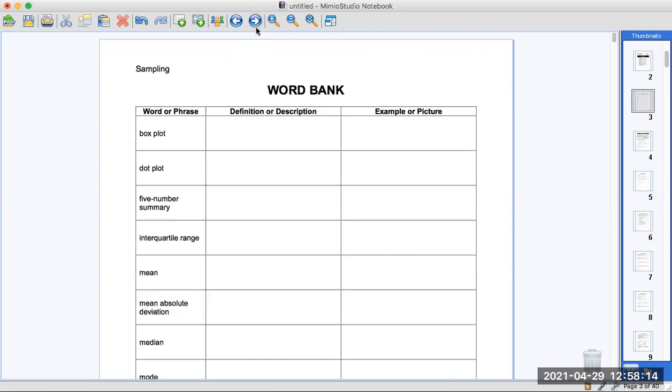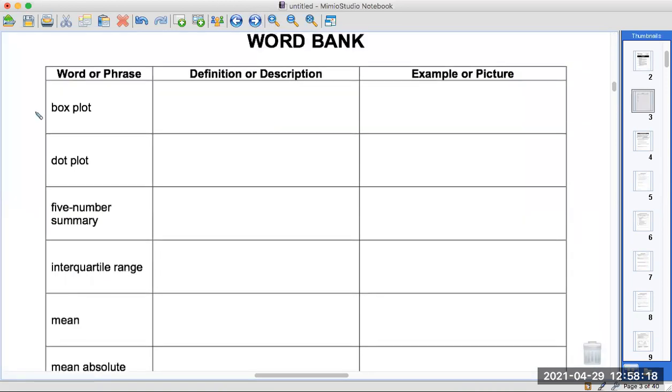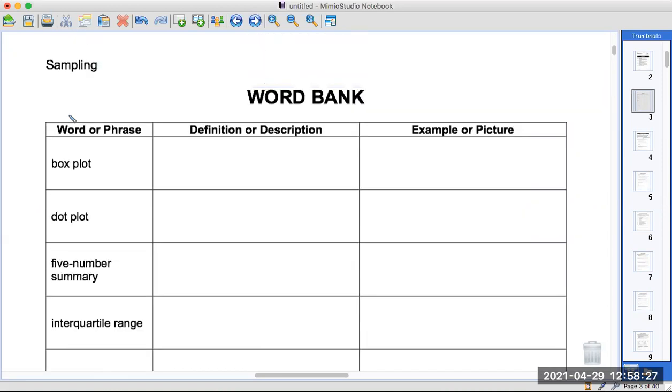So the first page is your vocabulary list. This is going to be a lengthy one, but we have very little notes. We're going to do most of these things in class. So, all right, sampling, word bank.